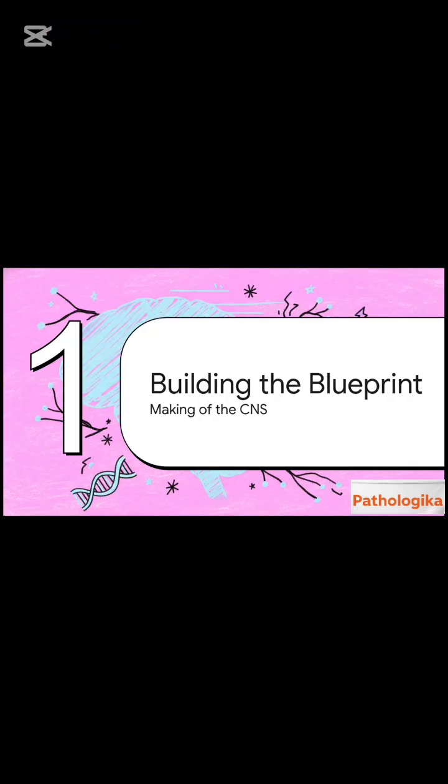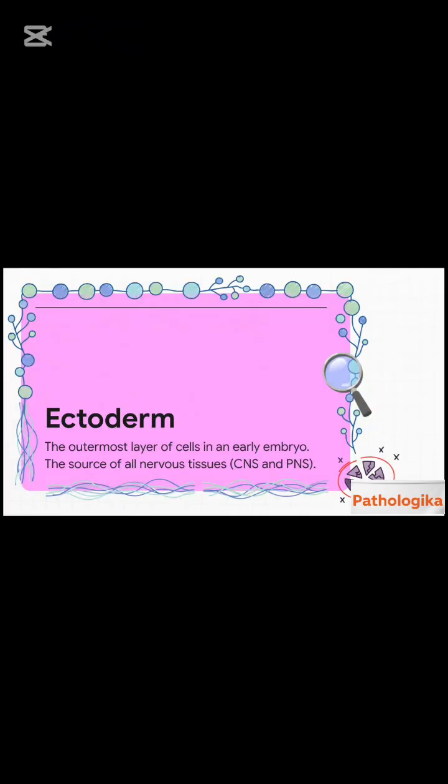So how does an incredible construction project like this even get started? Well, like any great building, it all begins with the architectural plans. We've got to go way back to the very beginning, to the early embryo, where the foundation for the entire nervous system is first laid down. And the single most important material for that foundation? It's a layer of cells called the ectoderm. Seriously, think of this as the raw lumber, the steel, the concrete, everything you need to build the skyscraper that is the nervous system. From the brain all the way down to the tiniest nerve ending, it all originates right here.